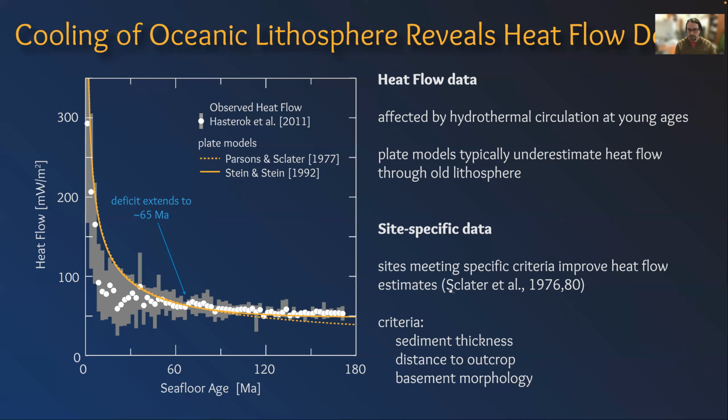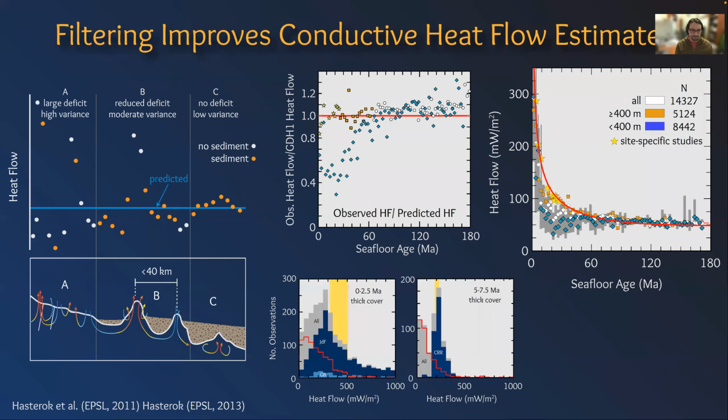Now, John Slater and others had noticed that you could improve the heat flow estimates near the ridge if you used site-specific criteria, which included things like sediment thickness, distance to outcrops, and basement morphology. Now, it's fairly difficult to do that on the global scale, but these site-specific data are really important for resolving what the heat flow is.